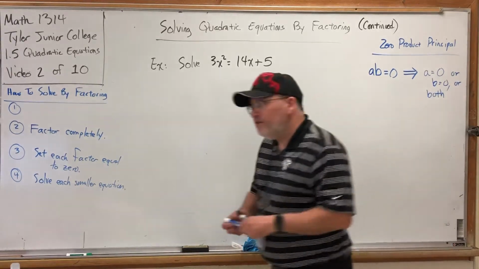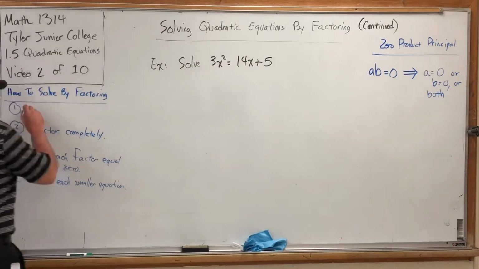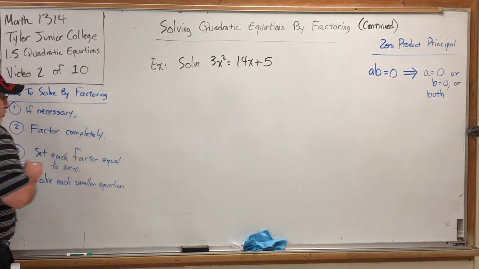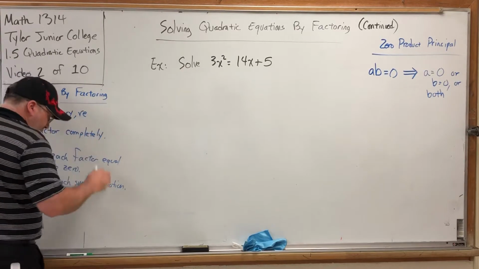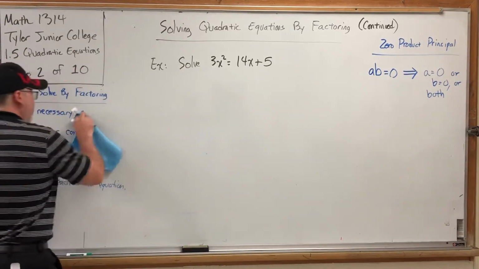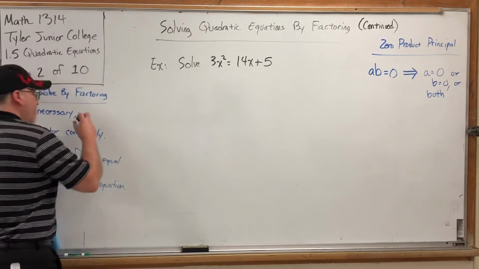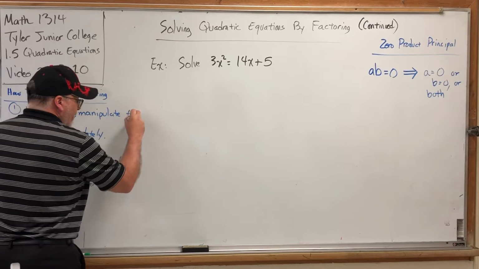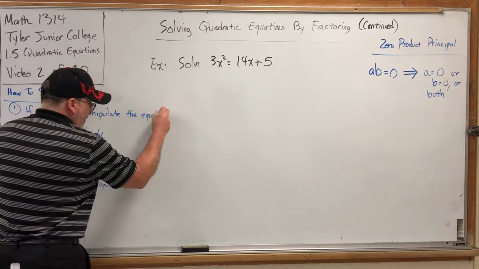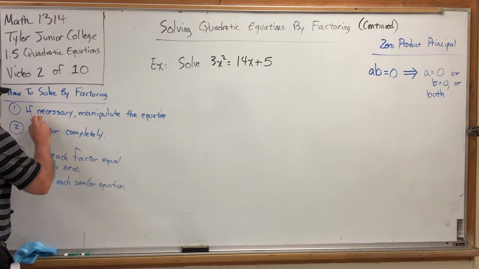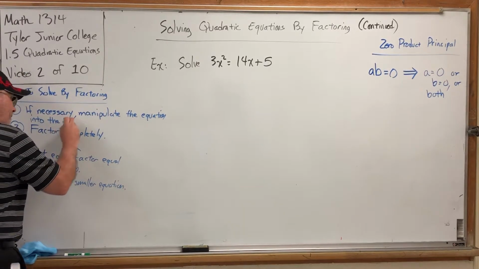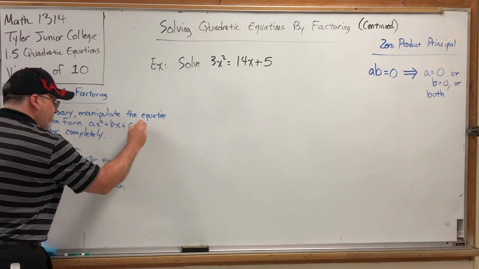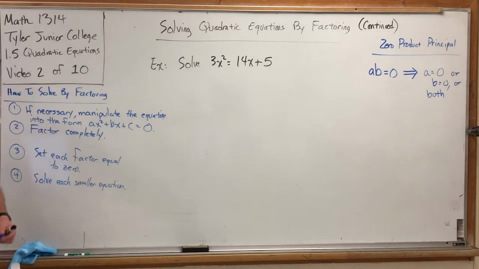So what's the first move? If necessary, rewrite the equation. Well, not rewrite the equation. We will say manipulate. That's a good word here. Manipulate the equation into the form ax squared plus bx plus c is equal to zero. Or more succinctly, get it equal to zero.